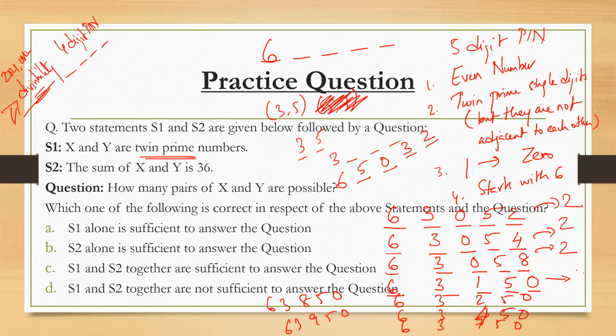Yes, okay. Now did you understand this? That is, 3 and 5 will interchange, 5 and 3.